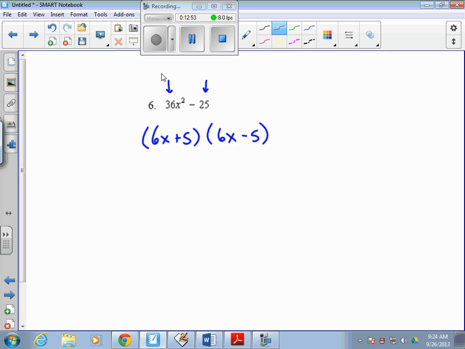Again, this is another special circumstance. Anytime you see the difference of perfect squares, it factors into 6x plus 5 times 6x minus 5.